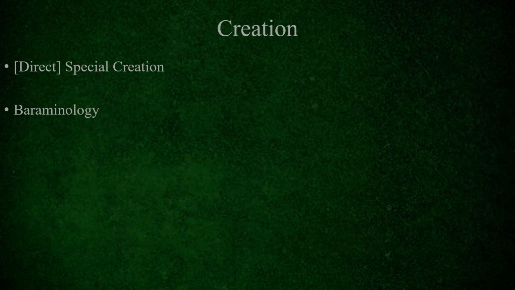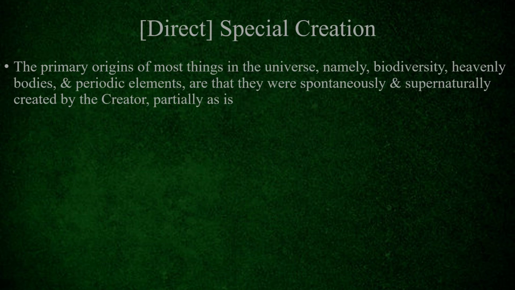Creation side, we'll be looking at direct special creation and baraminology. Direct special creation, or simply special creation, says that the primary origins of most things in the universe, namely biodiversity, heavenly bodies, and periodic elements, are that they were spontaneously and supernaturally created by the divine creator, and done so partially as is, though they've gone through some change over time, but not macroevolutionary change.